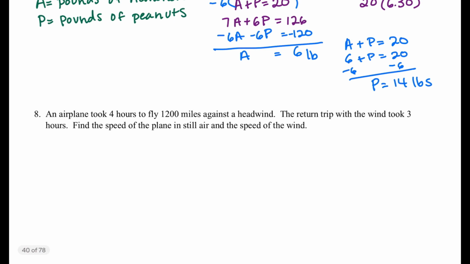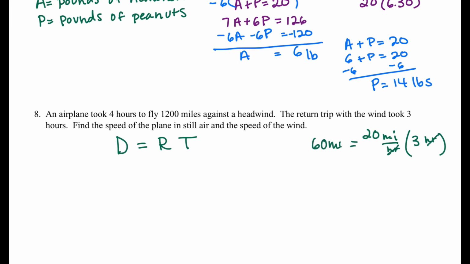For number 8, we're going to use an equation that you probably learned a long time ago. It's distance equals rate times time. So for example, if you were going 20 miles per hour, and you went for 3 hours, you would multiply these together and that would give you a distance of 60 miles. You multiply the rate times the time to get what the distance is.